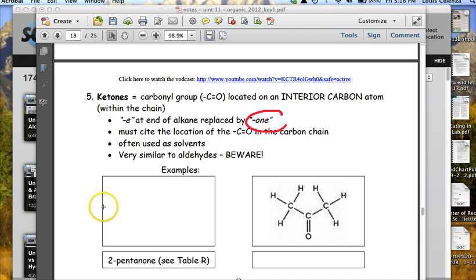Let's do the 2-pentanone. 2-pentanone means that you have a 5-carbon chain, the pentane, right? And the 2 is telling you that the double bonded oxygen is on the 2nd carbon, so it would be either here or here. I'm just going to put it here. And then you fill in the rest of the bonds. This one doesn't need any more bonds, right? Because it already has 4.